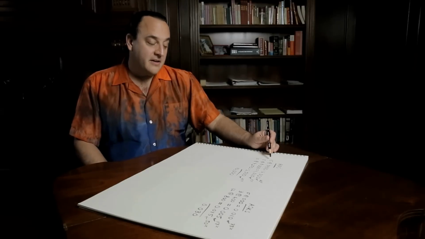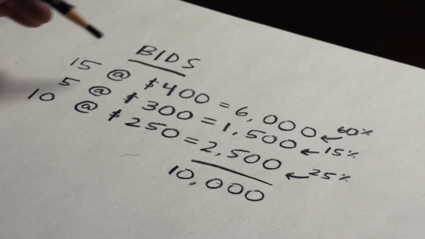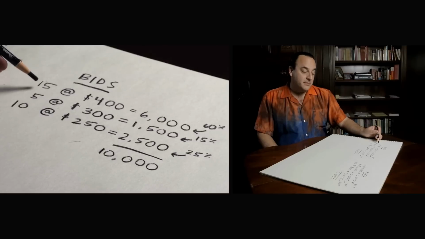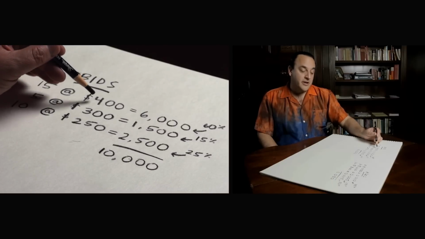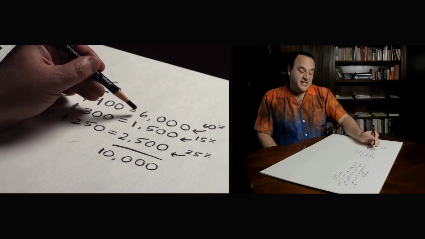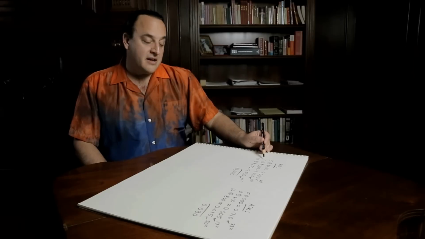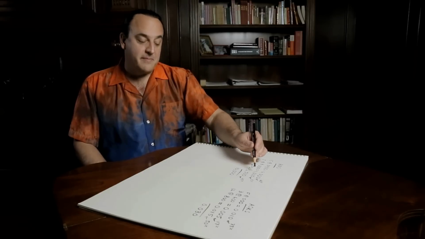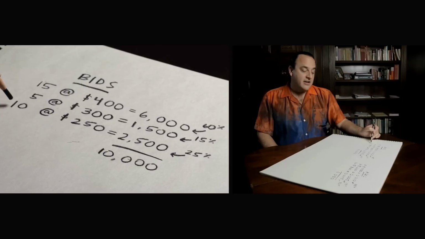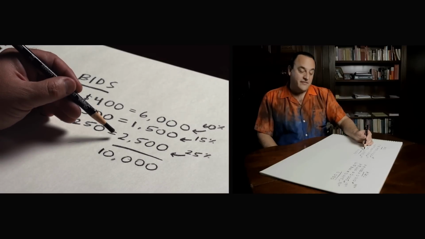In the case of a bid, 15 bitcoins at $400 per bitcoin, you simply multiply them. 15 times 400 gives you a magnitude of 6,000. This second bid, 5 times 300 gives a magnitude of 1,500, and the third one has a magnitude of 2,500.